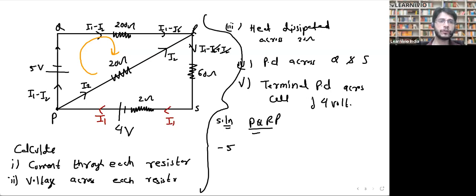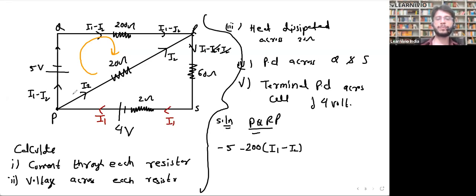Okay, Shazada, if I'm going from Q to R, will the voltage drop be positive or negative? When you're going from Q to R, you're moving in the direction of current, right? So it will be negative. When you move in the direction of current, voltage drop is negative. It's minus 200 times (I1 minus I2).